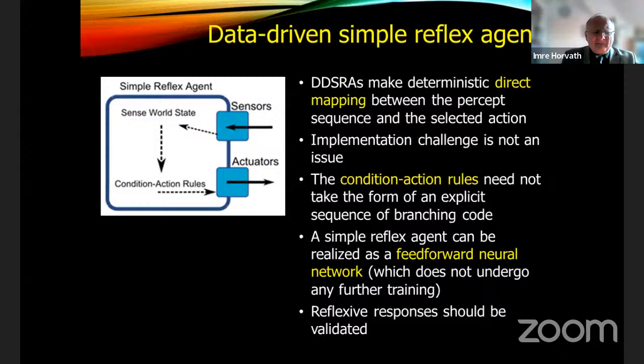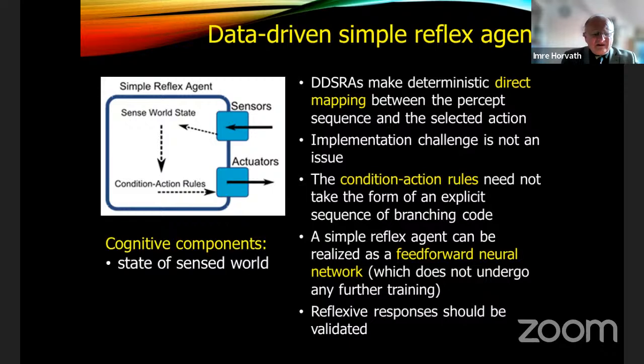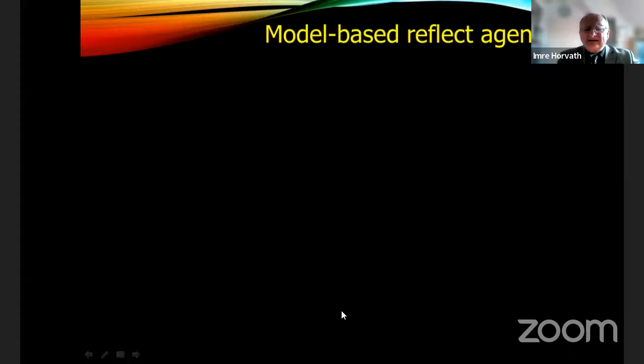Obviously, there is a need here for validation of the reflexive responses because it is influencing the quality of the agent performance. So here, the major cognitive components we have to implement are a kind of state of the world, condition action rules, and that's all.